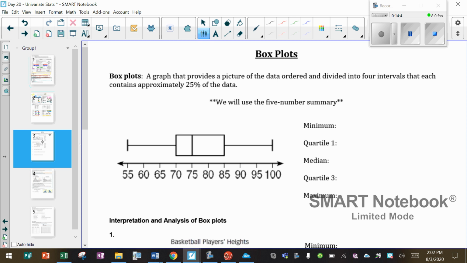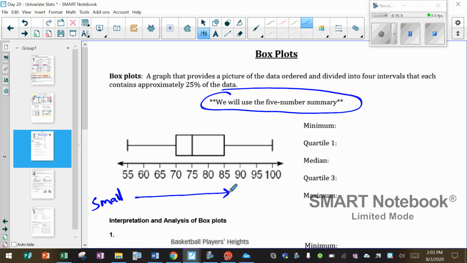All right, next for our one variable statistics, the 5-number summary: minimum, Q1, median, Q3, maximum, is oftentimes used to create a box plot. So a box plot shows the 5-number summary, and the 5-number summary is used to make a box plot. The numbers always go in order from left to right, small values to high values, low to high.